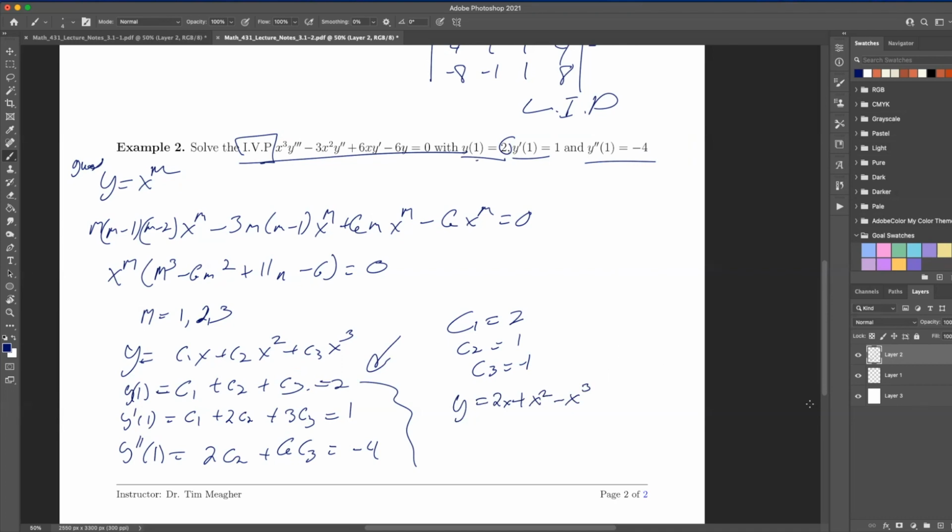I don't know. And so here's our solution to our initial value problem. Okay, so that's the end of the first section. I'll leave that up for a second. We'll bring up the next set and go from there.